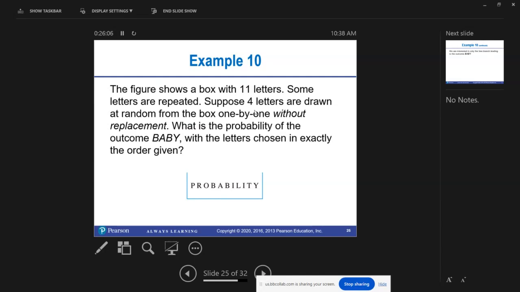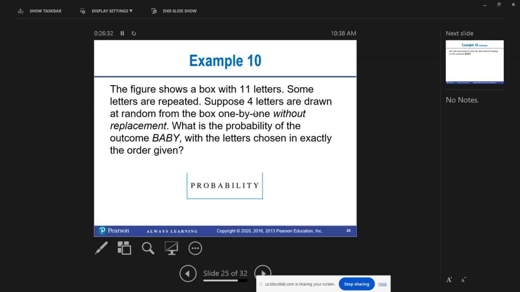Okay, this next example, the figure shows a box with 11 letters. Some letters are repeated. Suppose 4 letters are drawn at random from the box, one by one, without replacement. So that keyword is important. What is the probability of the outcome BABY with the letters chosen in exactly the order given?